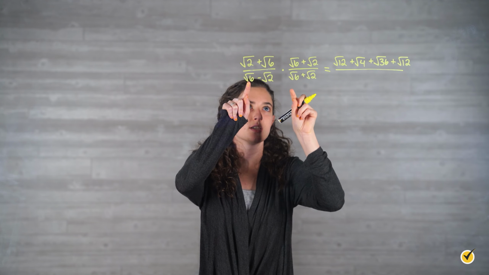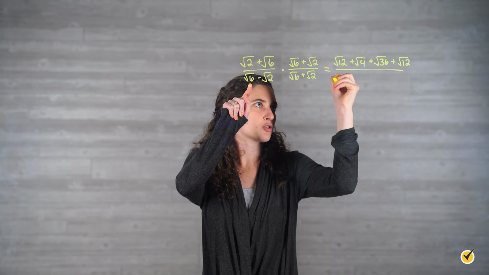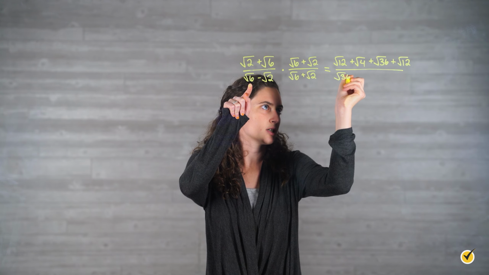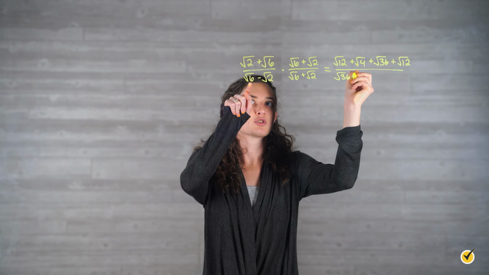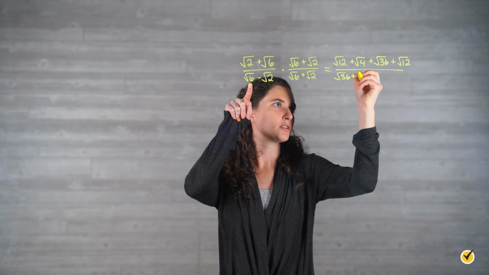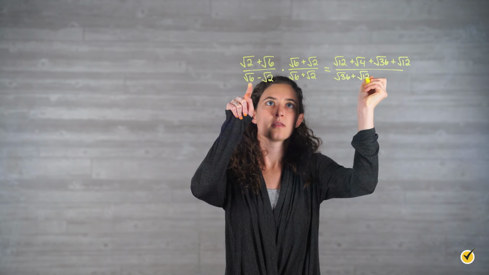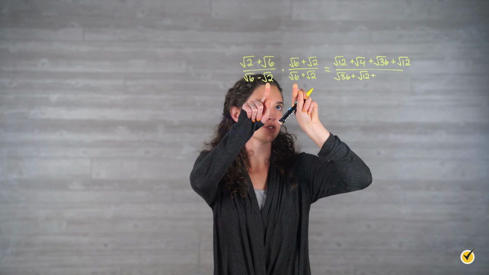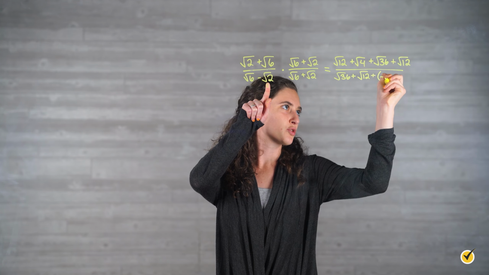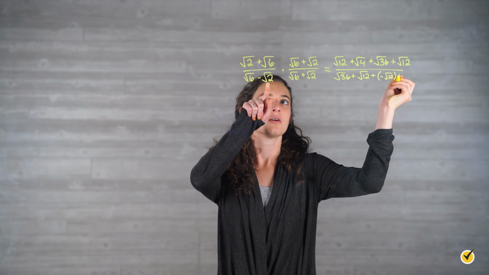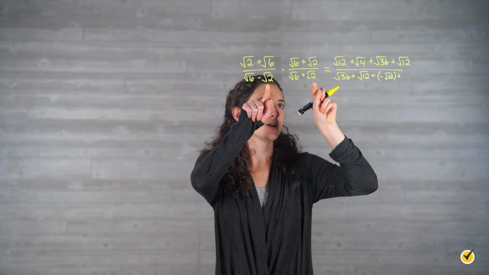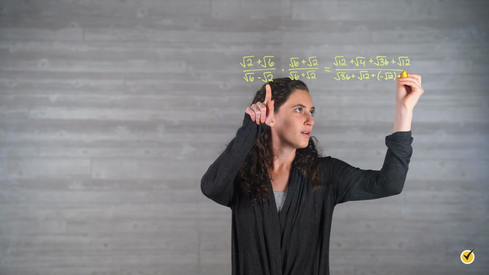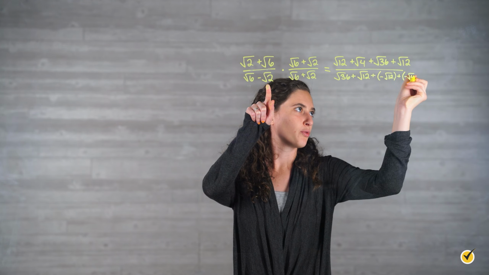Now we'll do the same thing for the denominator. The square root of 6 times the square root of 6 is the square root of 36. Plus the square root of 6 times the square root of 2 is the square root of 12. Plus negative square root of 2 times the square root of 6 is the negative square root of 12. Plus the negative square root of 2 times the square root of 2 is the negative square root of 4.